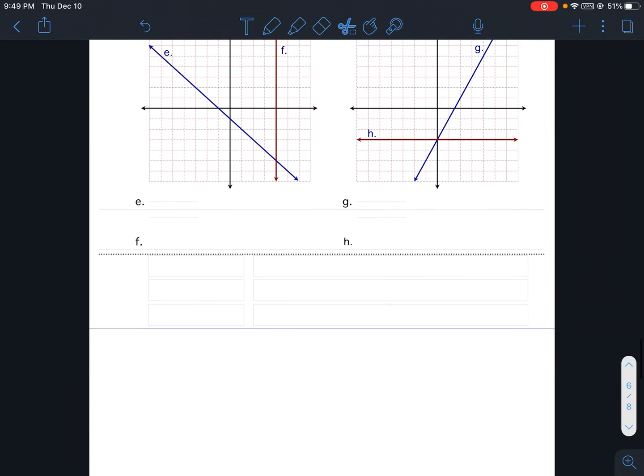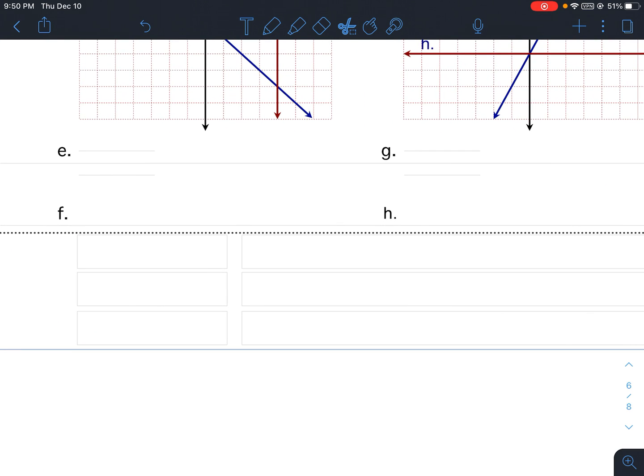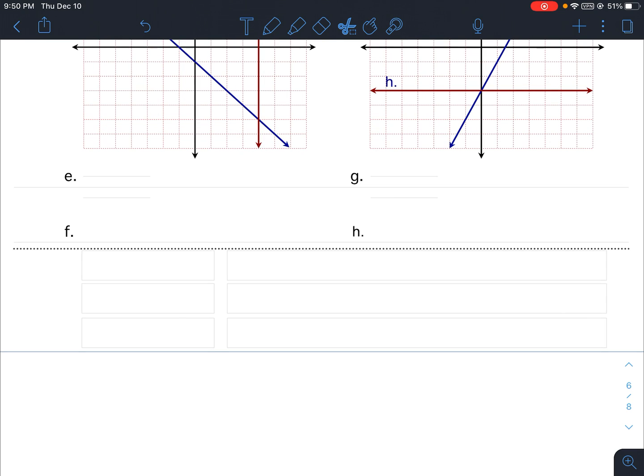I want you to go to the bottom of your page under F and H. See how I have a dotted line down there? Go ahead, draw a dotted line, because we're going to talk about the 3 types of equations you're going to encounter. There are 3 types of equations in this lesson that you're going to need to write an equation for.